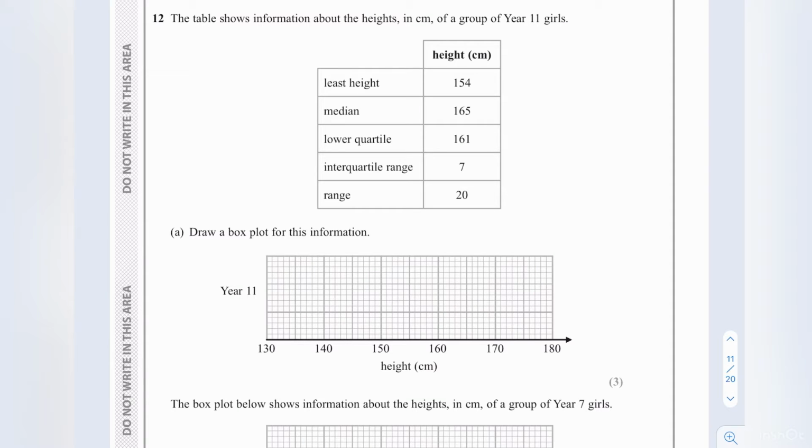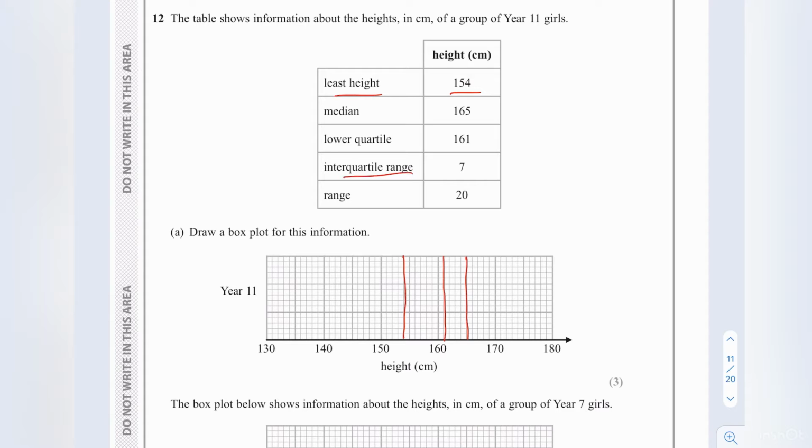So here on question 12 it's asked us to draw a box plot. We know the minimum or the least height is 154, so we can plot the end of our whisker. The median is 165, that's the middle line inside of our box. The lower quartile is 161. So that's the end of our box.